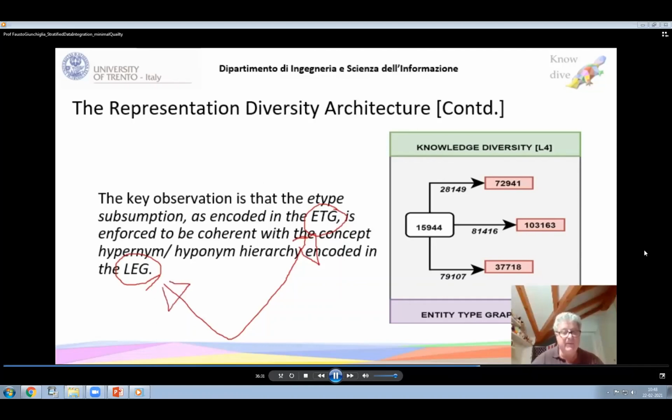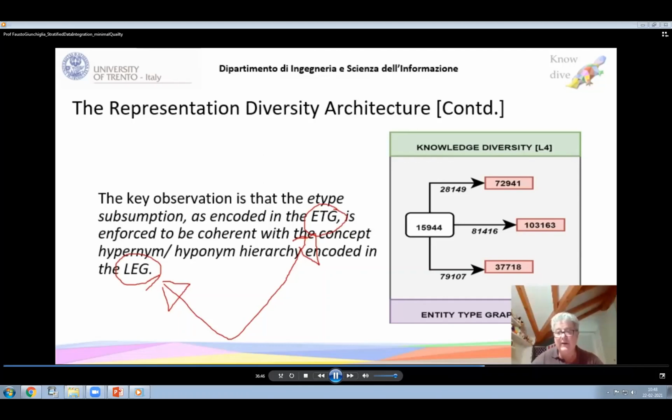So if you say that a car is a specific type of vehicle, we must enforce that a car, being a type of vehicle, can be described as a vehicle plus something more. Of course, here again, we are not entitled to do this by hand. Again, here we have some algorithm which allows us to enforce it.